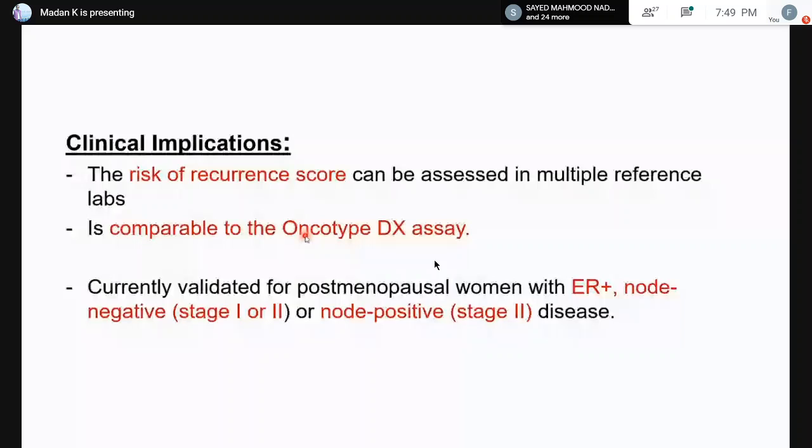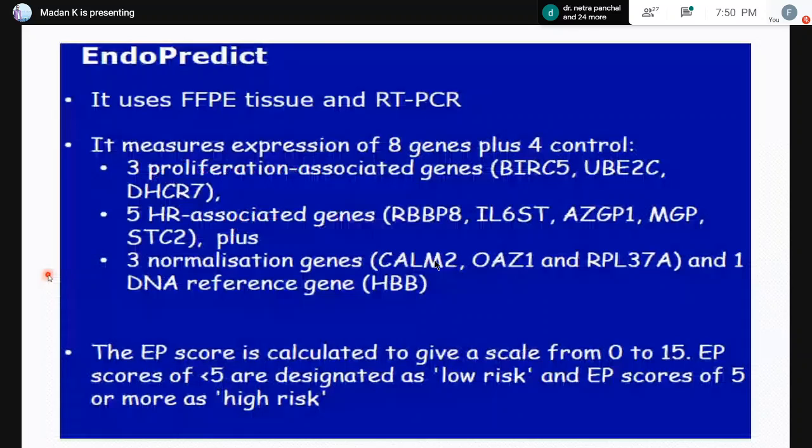And currently, it is being validated for postmenopausal women with ER positive, node negative, or even node positive diseases. And next we have EndoPredict. This is again an RT-PCR based assay, and this measures 8 tumor-related genes and 4 control genes. And these are the various set of tumor-related genes which are included in this assay. And based on this gene expression, an EP score is calculated, which ranges from 0 to 50.